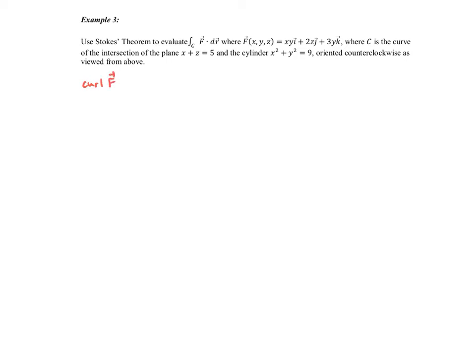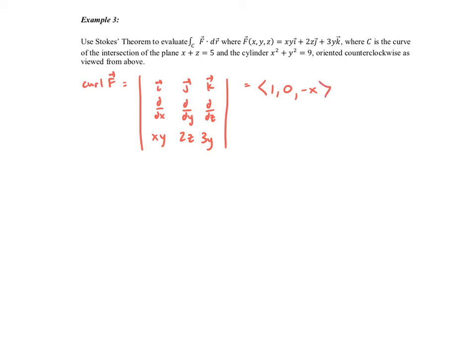So I'm going to pause and just set up the cross product. Okay, so here's our cross product setup, and when we do the cross product, we get 1, 0, and negative x. And so that's curl F. Okay, the other thing that we need is to take a look at our surface and determine the best formula to use. So our surface currently is x plus z equal to 5, and let's go ahead and change that into z equal to 5 minus x.